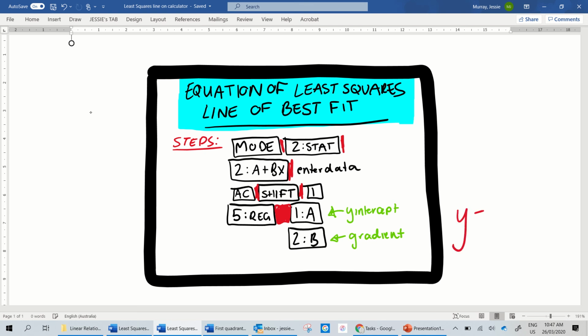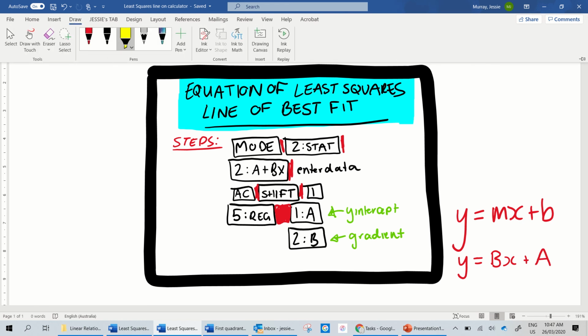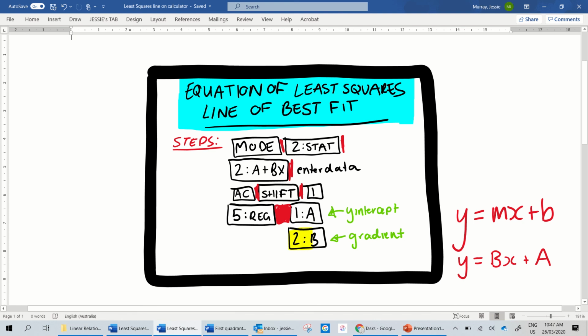Now, quite confusingly, we know our equation of a straight line is y equals mx plus b, right? Or plus c, we've seen it, where m is your gradient and b is your y-intercept. What they have used this time is slightly different letters, which is quite frustrating, I know. They've actually used y equals bx plus a. How confusing. That's very frustrating, but that's how it is. So what you need to remember is when you press 2, B on your calculator, that's going to give you your gradient, okay?